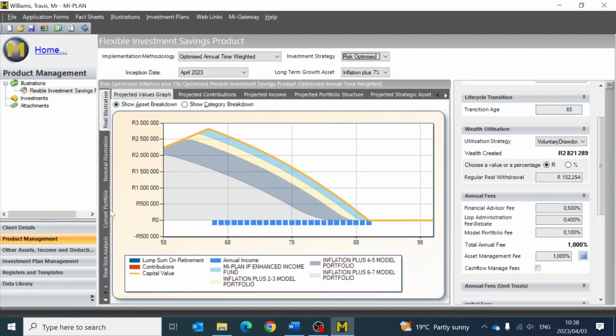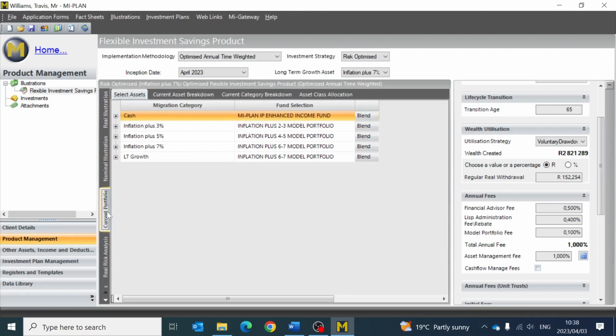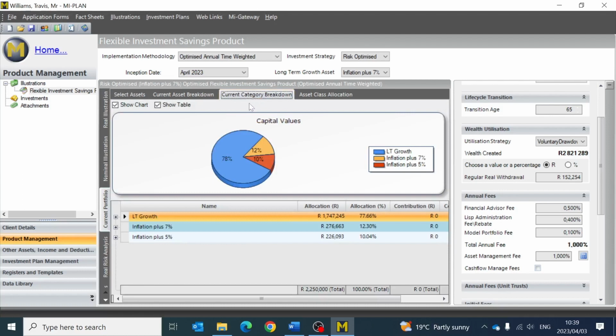So there you go to current portfolio, and we're going to go and have a look at our current category breakdown. There you can see long-term growth, inflation plus 7, inflation plus 5. In this case, we don't have inflation plus 3 or cash because we simply aren't close enough to retirement to warrant any capital going into those categories.